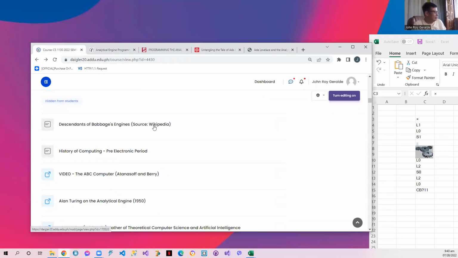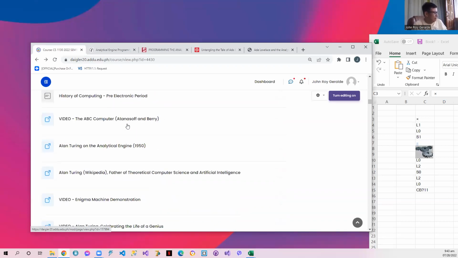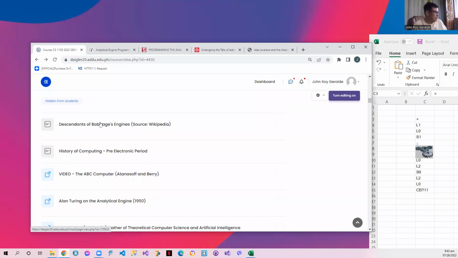Okay, any questions so far? Now what followed? We look at these two slides, these two sources. What followed the analytical engine? Because since it is an evolution, what followed the analytical engine?